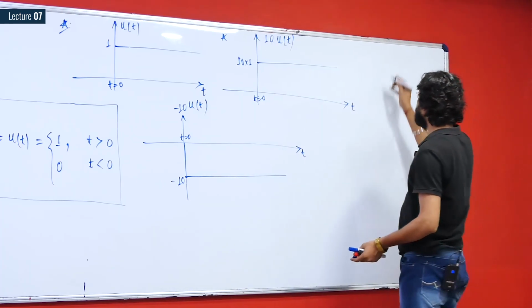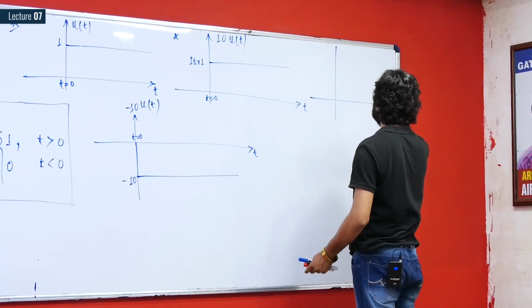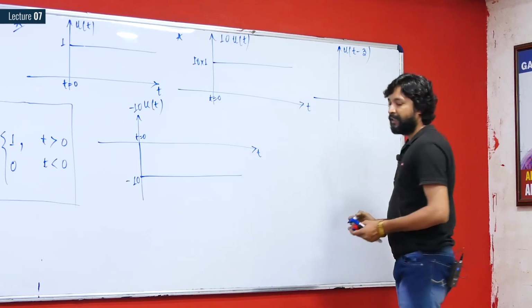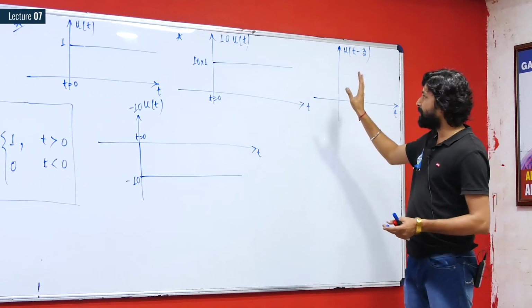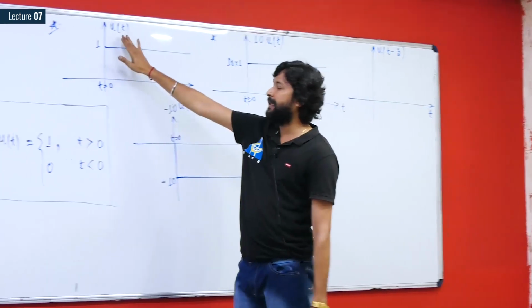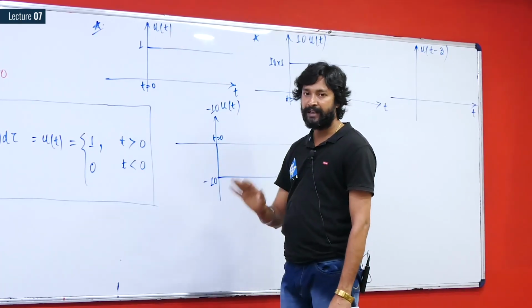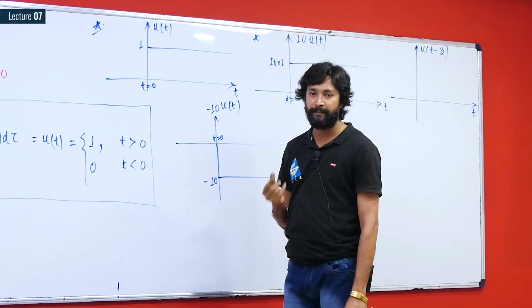Now if you have to find out with respect to t, if you want to find u of t minus 3, then what you are going to do is, if you have the function x of t, that is u of t, and if you want to find u of t minus 3, it means you are going to delay that function, time shift that function towards right hand side by 3 units.